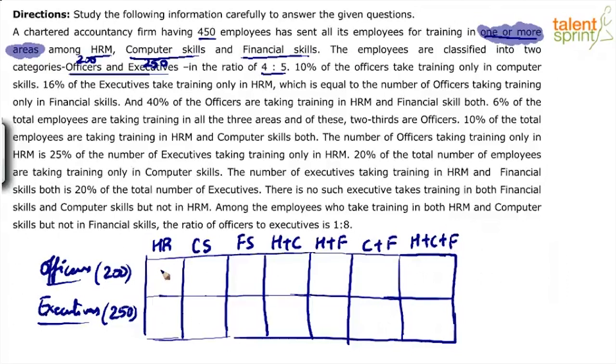So there are a total of 1, 2, 3, 4, 5, 6 and 7 categories. Are you able to follow? Remember, it is not a rule that each cell here should have a value. Some of them can be 0, right? You must be very clear with all these points.